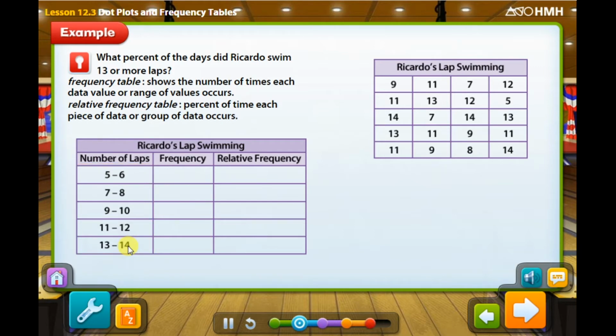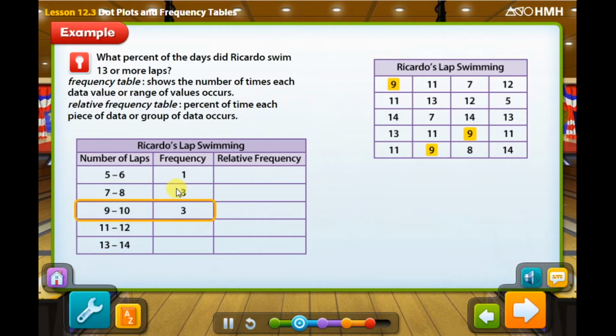Next, find the frequency of each interval. So he made 5 and 6 together, 7 and 8 together, 9 and 10 together, 11 and 12 together, 13 and 14 together. Let's see how many times 5 or 6 are repeated. 5 is repeated only one time, and there is no 6, so it is only one time. There was one day that Ricardo swam 5 or 6 laps. How many days did he swim 7 or 8 laps? 7, 8, another 7, so it is 3 days.